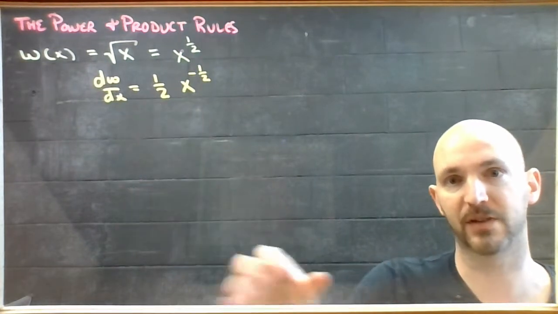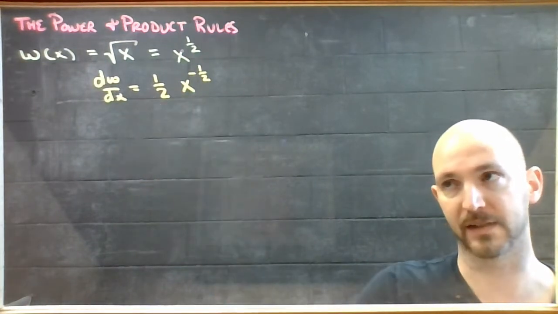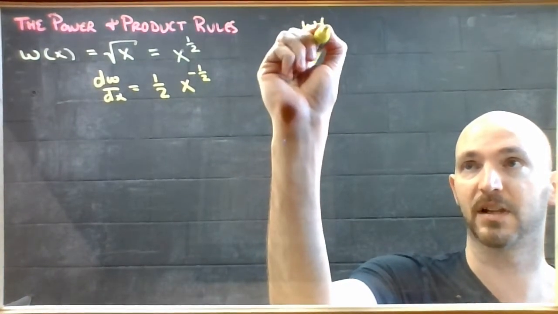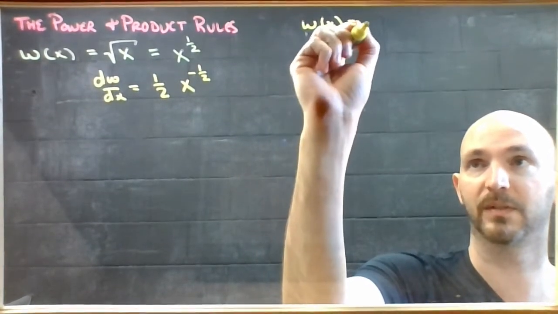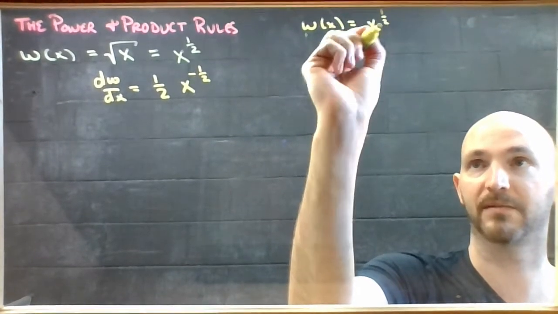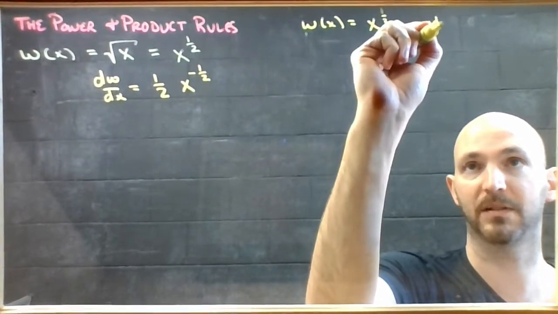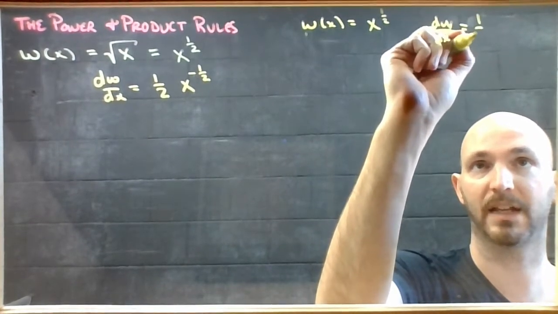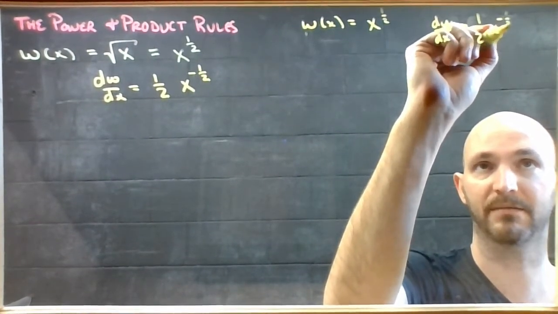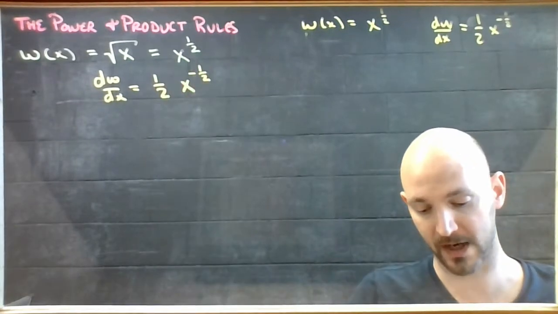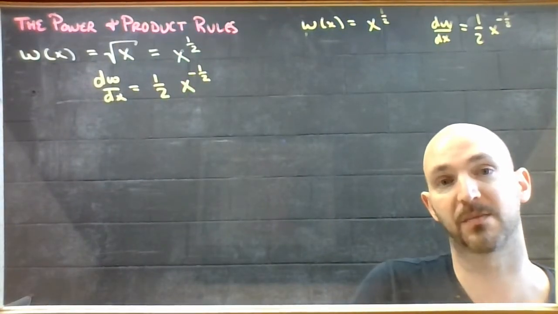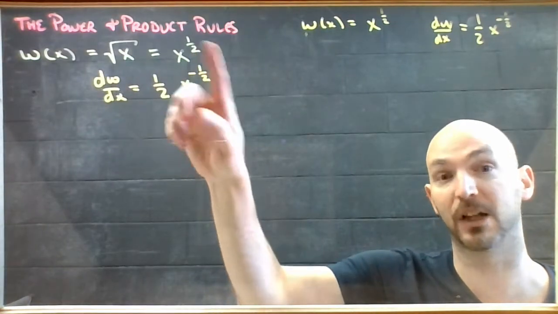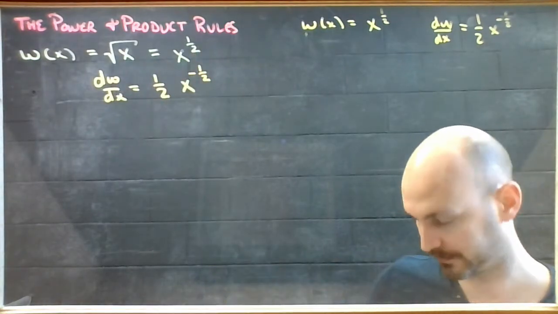So I'm going to try and do it longhand. I'm going to have to erase this. So maybe w equals x to the 1/2, then dw dx equals 1/2 x to the negative 1/2. I'm going to erase this. I'm going to try it with the first principles derivative to make sure that this thing that looks right actually works.